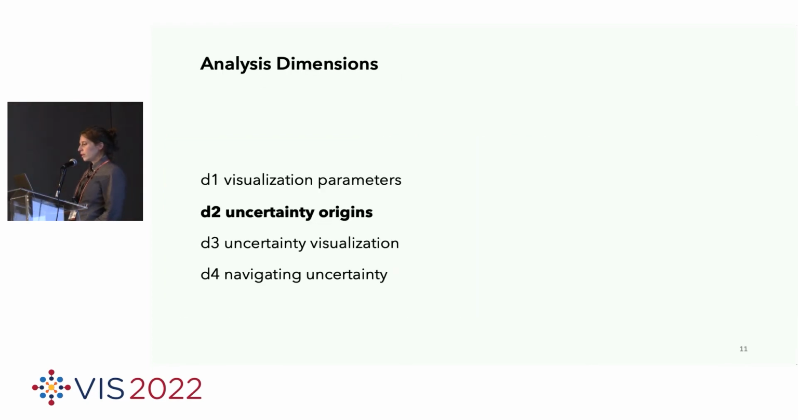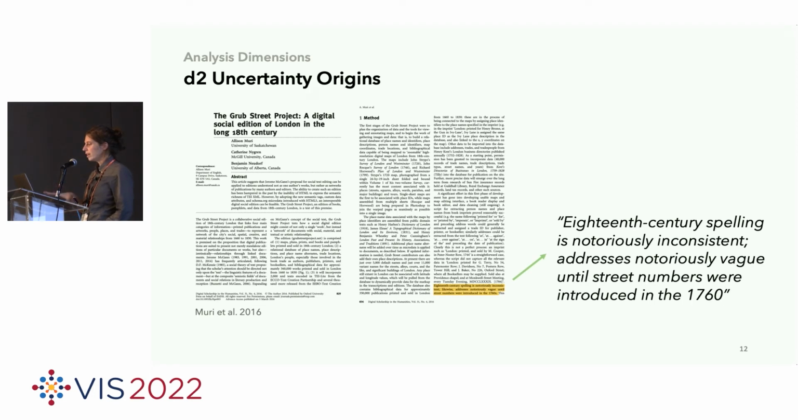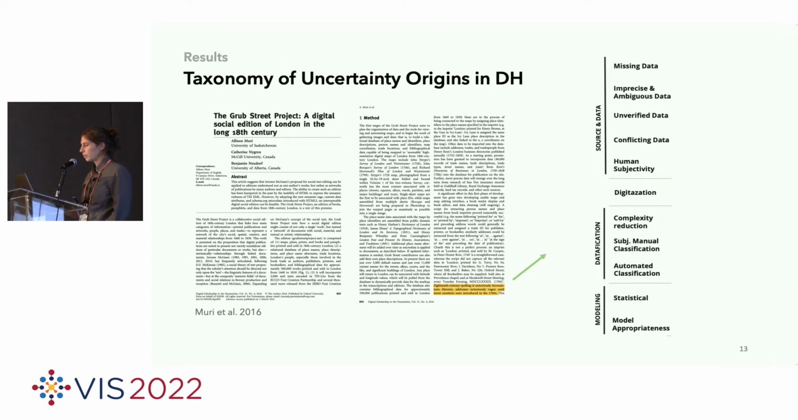The second thing we examined in our corpus were the uncertainty origins. We did that by reading through all the articles and highlighting the points where the authors discussed uncertainty in their analysis process. So here, for instance, you see a paper talking about London in the 18th century, and the authors mention 18th century spelling is notoriously inconsistent. Addresses are notoriously vague until street numbers were introduced in 1760s. So the authors are obviously expressing the issues they encountered with their process.